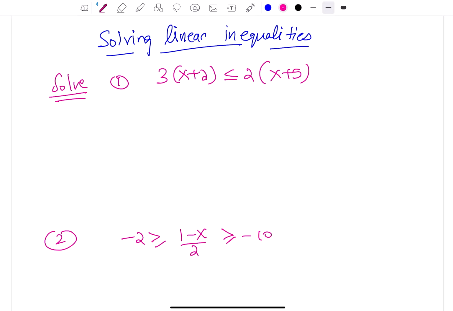We solve linear inequalities exactly the way we solve linear equations. That means whatever we do to one side, we must do to the other side as well, except that if we multiply or divide by a negative number, we must flip the sign.